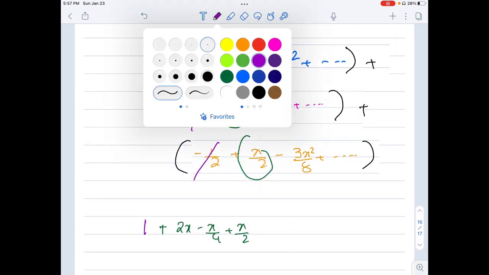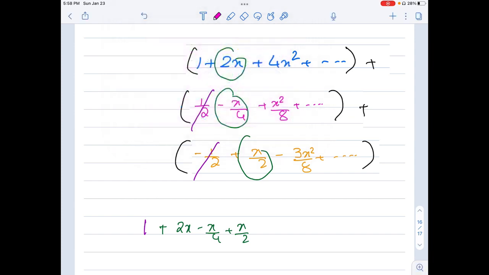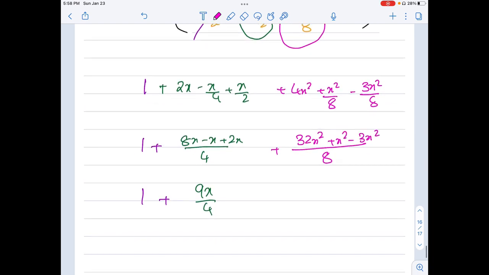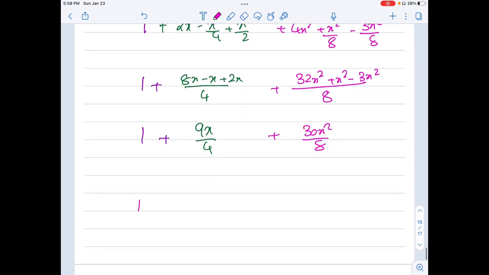Now coming to the x squared terms. I take it as 4x square plus x square upon 8 minus 3x square upon 8. So common denominator is 8. 32x square plus x square minus 3x square. 33x square minus 3x square, 30x square upon 8. So my final answer is going to be 1 plus 9x upon 4, cancel with 2, 15x square upon 4.